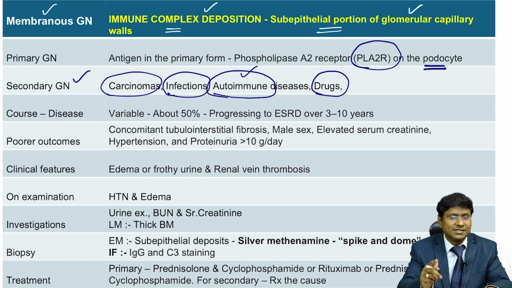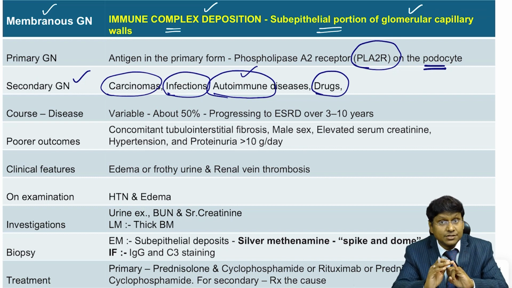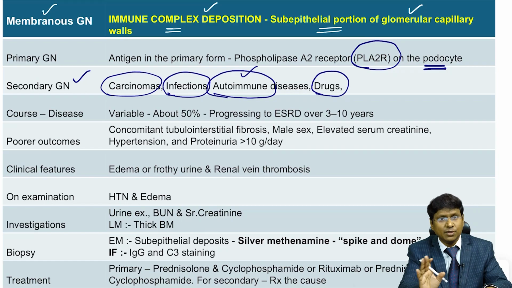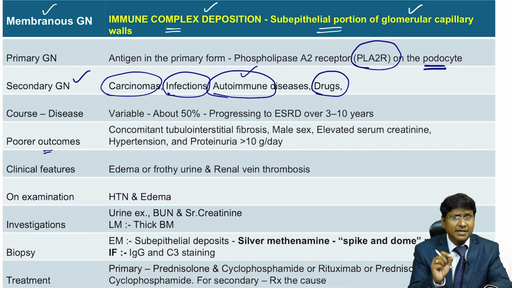Then what are the drugs that will be causing the membranous glomerulonephritis? Gold salts, penicillamine, captopril, NSAIDs, probenecid. These are the drugs that will be contributing to secondary membranous glomerulonephritis. Then there are certain parameters to tell that the individual has a poor outcome in membranous glomerulonephritis.